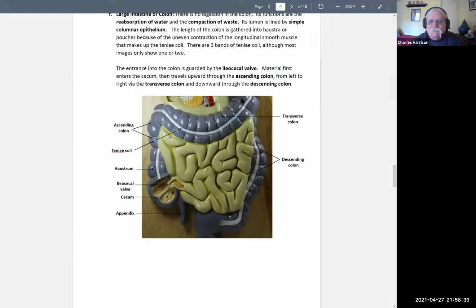I've seen videos of the large intestine. You can find them on YouTube too. The haustra do not look as uniform as they do in this photograph, but pretty close.